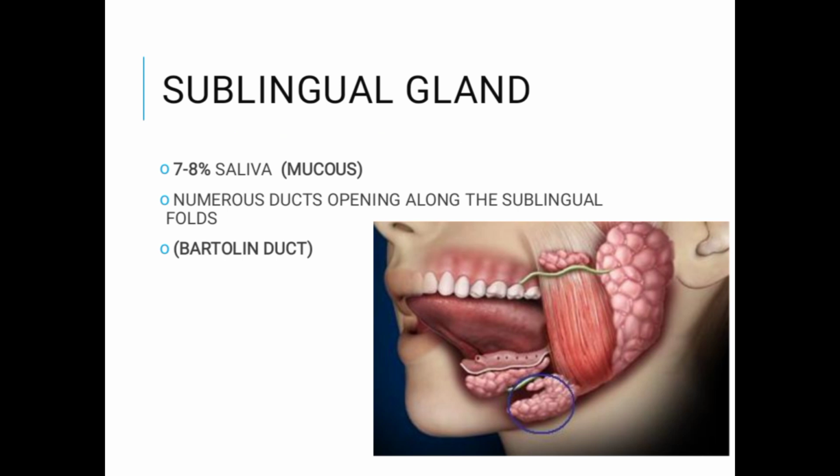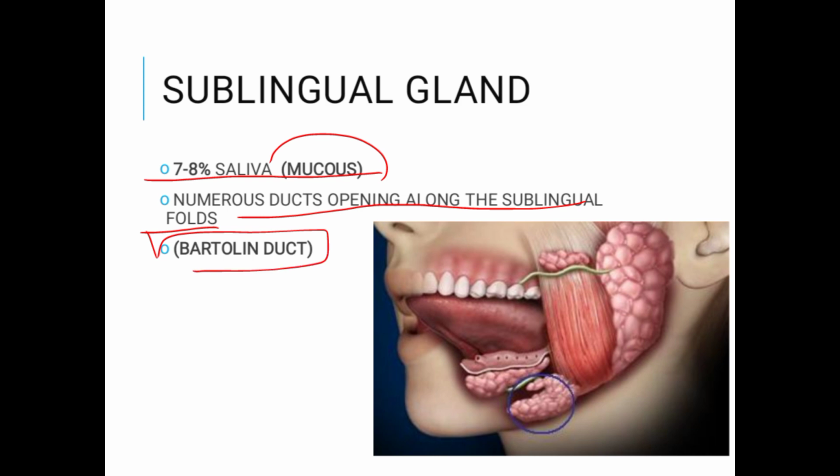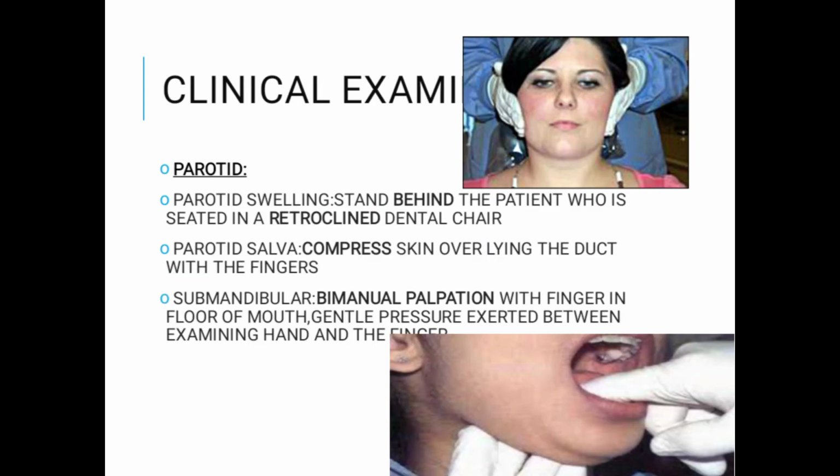Now the sublingual gland produces 7 to 8% of saliva, and the secretions are mucous, with numerous duct openings along the sublingual folds, and their duct is the Bartholin duct.